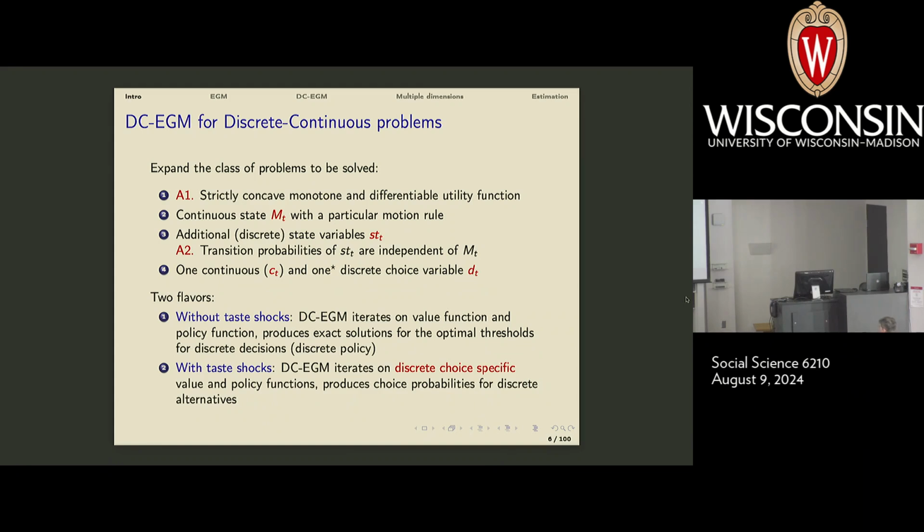So there's no restriction on how many options you have in this discrete choice. So let's think about the models with one continuous and one discrete choice. As I said, there are two flavors. One which is deterministic, and that's what we will be looking at first. And then there's a version with discrete choices and taste shocks, which will be much more pleasant to work with.